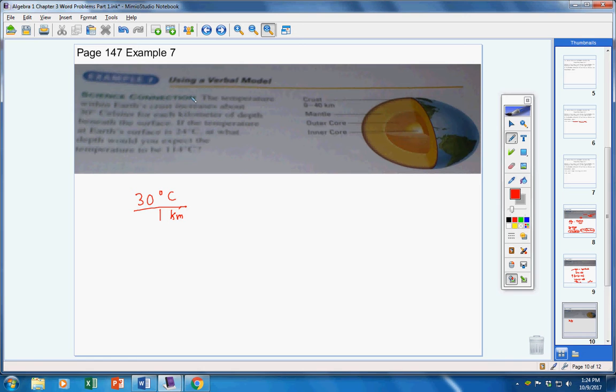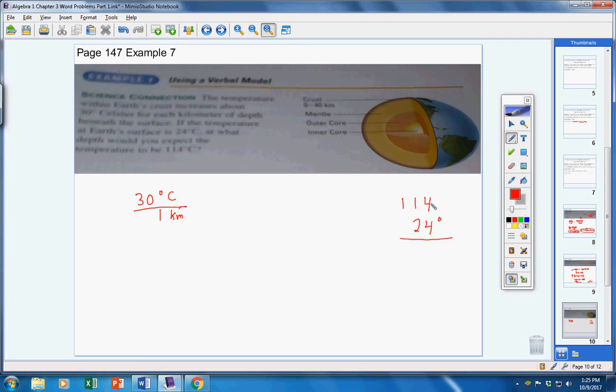114 degrees. Now, please do not put 114 degrees X kilometers. Please don't do that. Let me explain why. This is not saying when you're at 1 kilometer, it's 30 degrees. It's saying every time you go down, you're going to see a change of 30 degrees. Okay? So, on the Earth's crust, it is 24 degrees. We went down to where it was 114.